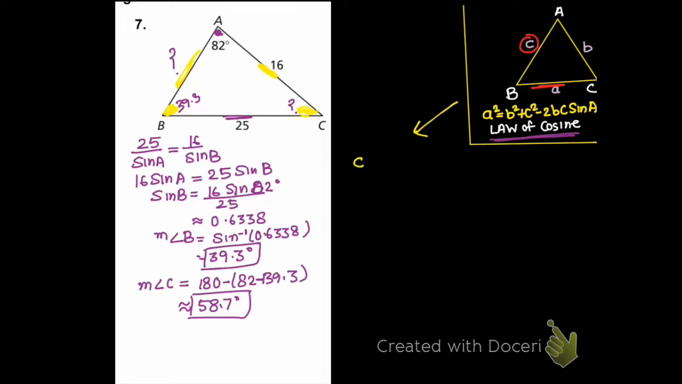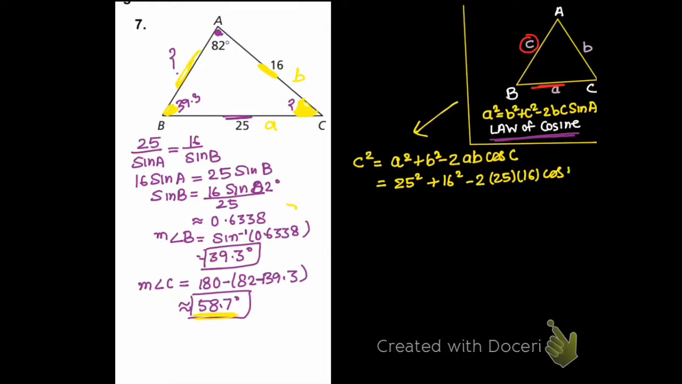So I can say C square is what? A square plus B square minus 2AB cosine of C. Let's plug it in. For this, this is A and this is B. So A is 25 square plus 16 square minus 2 times 25 times 16 cosine of, and then I am talking about this angle, the included angle. That angle we already found out, it's 58.7.